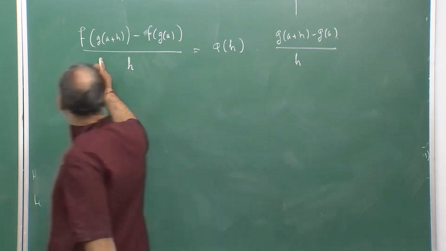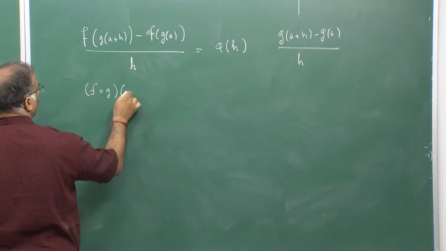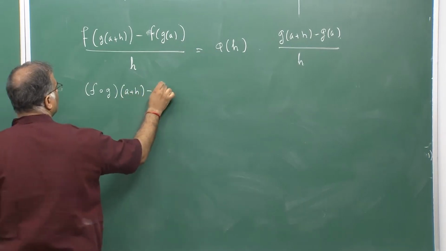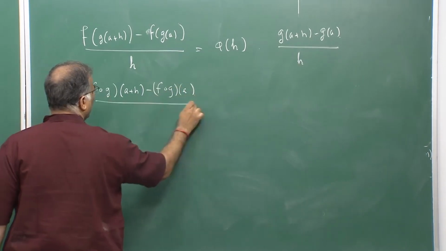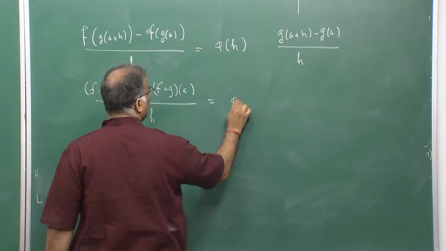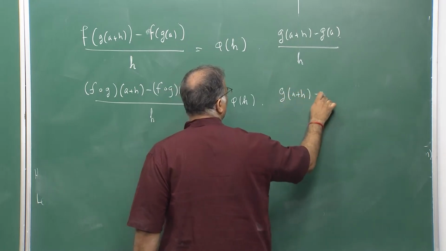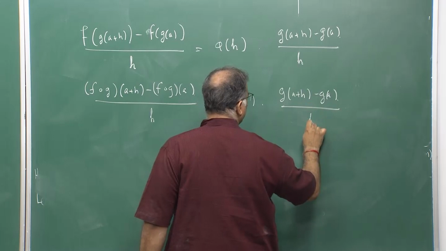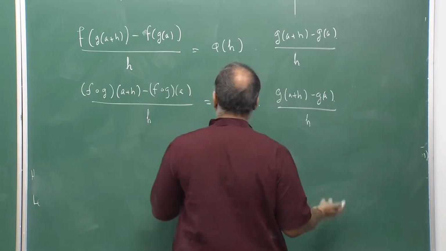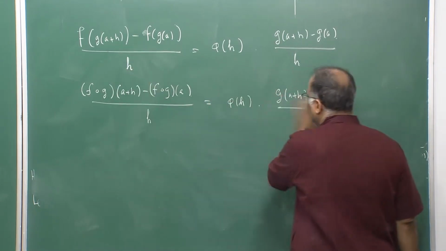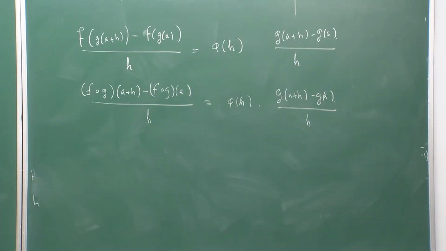So what I have now written is f(g(a+h)) - f(g(a)) divided by h is equal to phi(h) into (g(a+h) - g(a)) by h. Now here, if g(a+h) - g(a) is 0, it does not matter, because if g(a+h) is equal to g(a), then this is 0 and this is 0, so 0 on both sides, and it holds. Now you see why this phi(h) tending to f dash of g(a) was crucial.